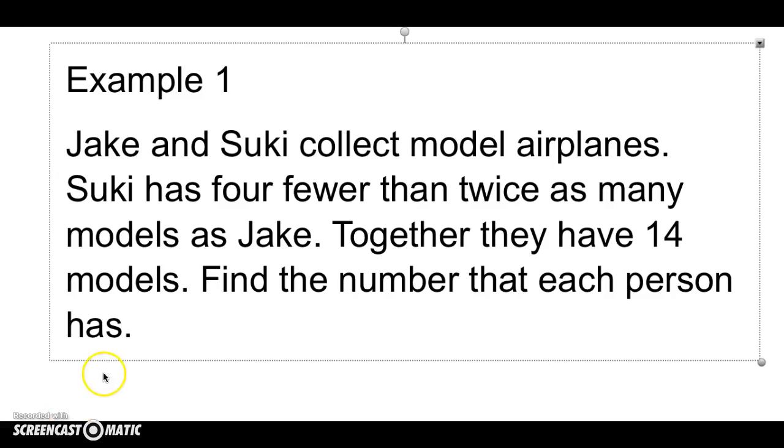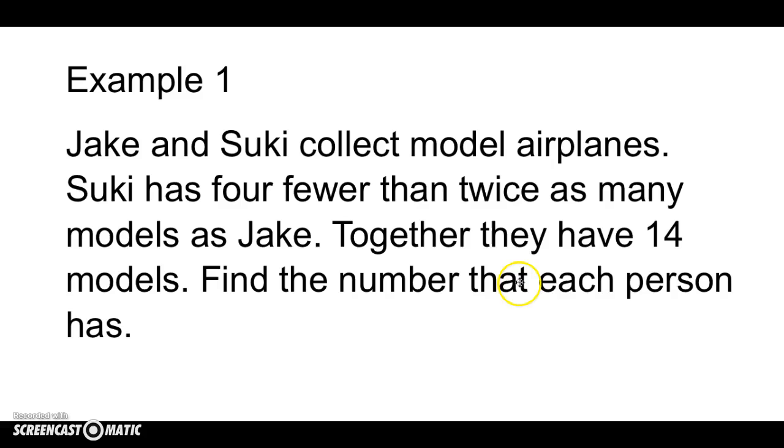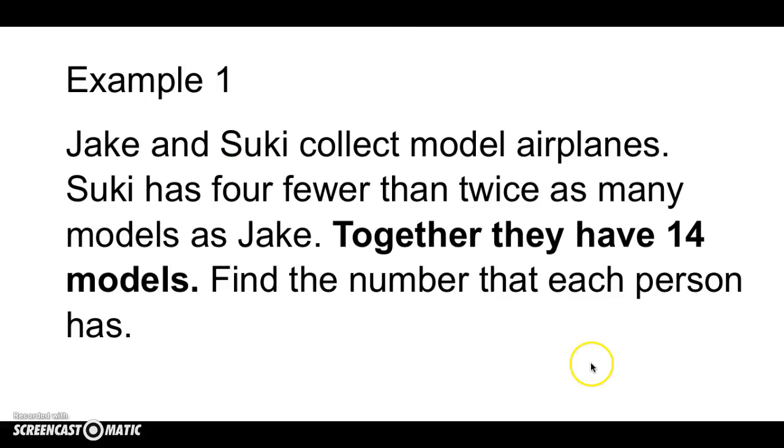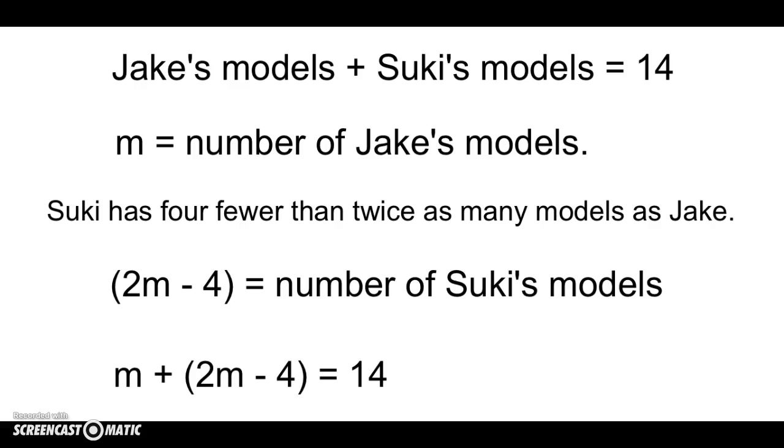Okay, looking at the problem, we have to recognize that they want us to find the number for each person, Jake and Suki. And the really important information here is that together they have 14 models. So, Jake's models plus Suki's models equals 14. We're going to let the variable m equal the number of Jake's models. Now, Suki has 4 fewer than twice as many, or 2m minus 4. Therefore, m plus (2m minus 4) equals 14.